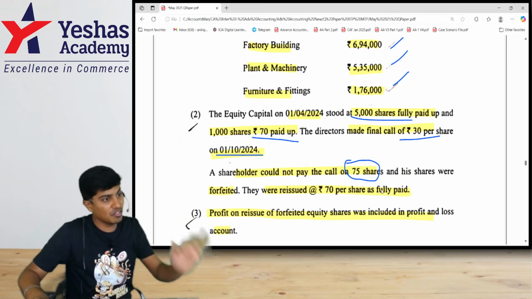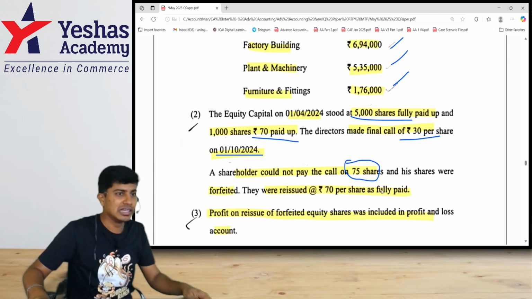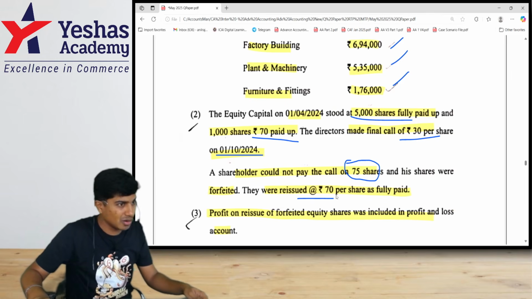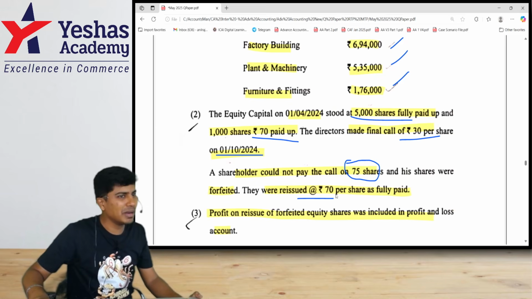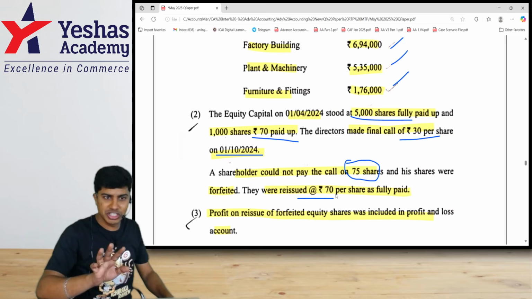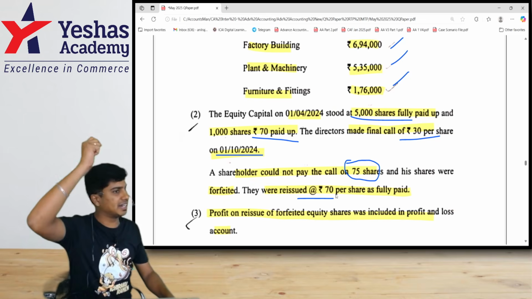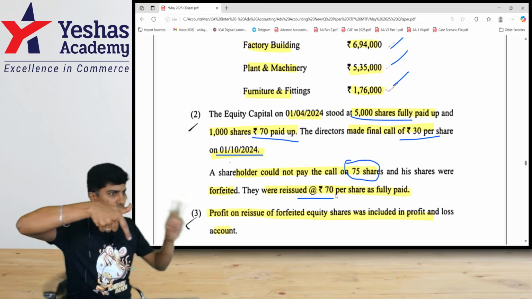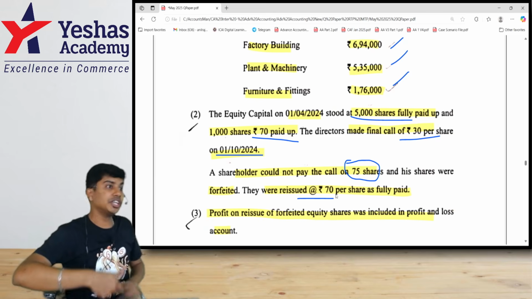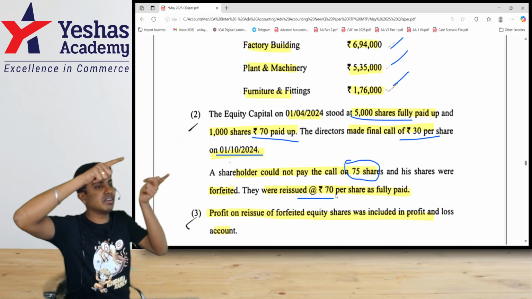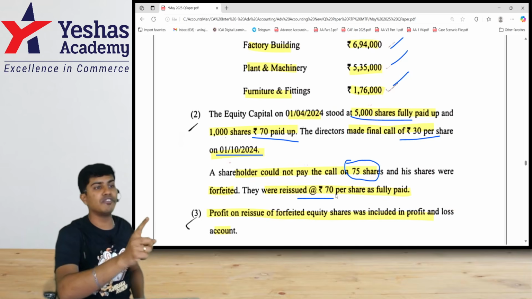What did they do? Forfeiture. Have they done accounting? Yes. What did they do after that? They reissued. At what rate? 70. Should we do accounting for that? No. What has happened? They've made a profit on reissue. From the old shareholder, they collected 70. 30 rupees not collected, forfeited, and they reissued it at 70. Together, they've collected 70 plus 70, 140.